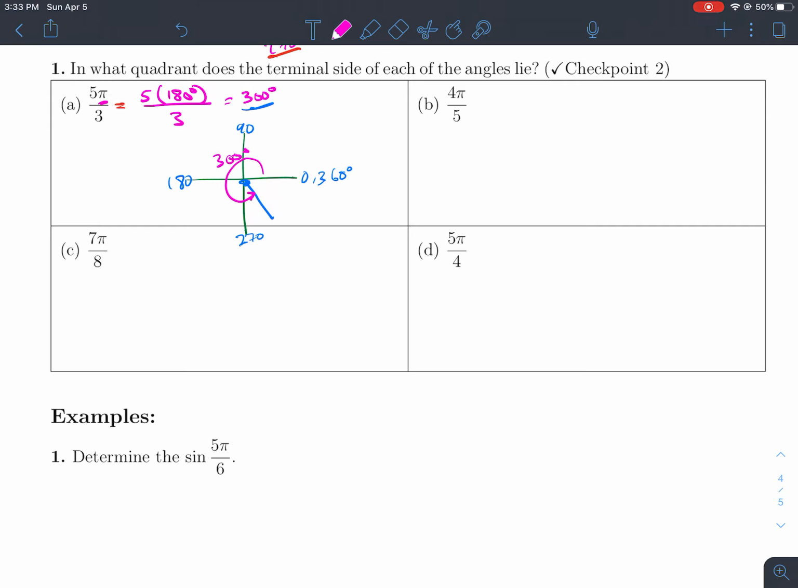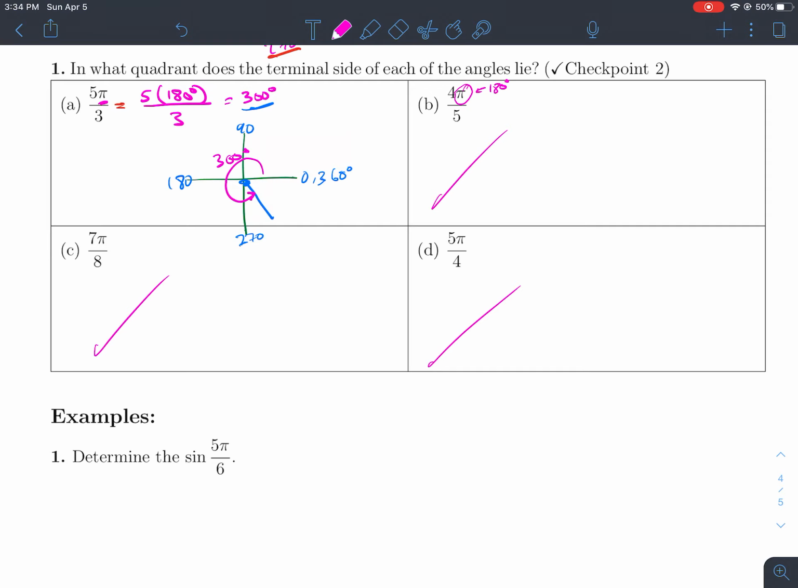Okay. So the rest of these are part of your checkpoint, so I don't want to give them away. But if that helped you out and you weren't sure how to do B, C, and D, you can use that same idea to convert it to degrees by substituting 180 degrees for pi radians because those things are equivalent, so you can substitute back and forth. So give these a shot, and I'll check those when you turn it in.